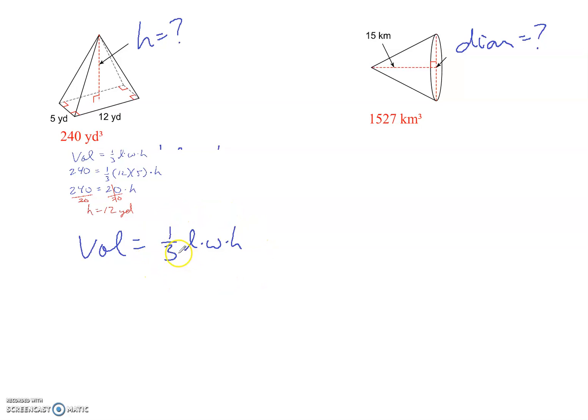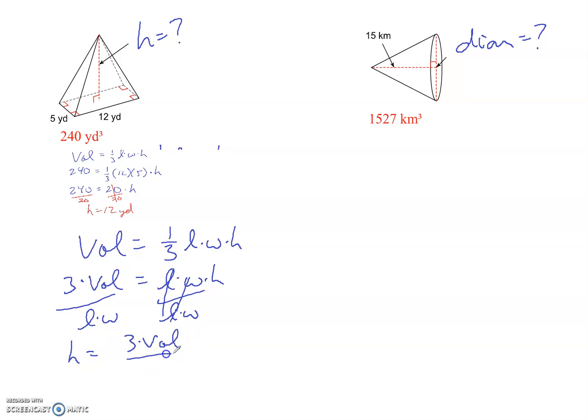So we'd have to times 3 on both sides. So we have 3 times the volume on this side, and that would then cancel off that. And then since we're multiplying by the length and the width, we would want to divide by the length and the width on both sides. So divide by the length times the width, divided by the length times the width. Those would all cancel, and we're left with height is 3 times the volume divided by the length times the width. And if you do the same calculation, you'll still get 12.